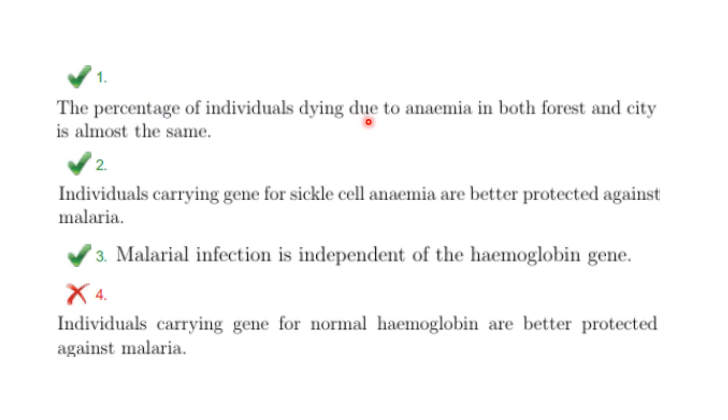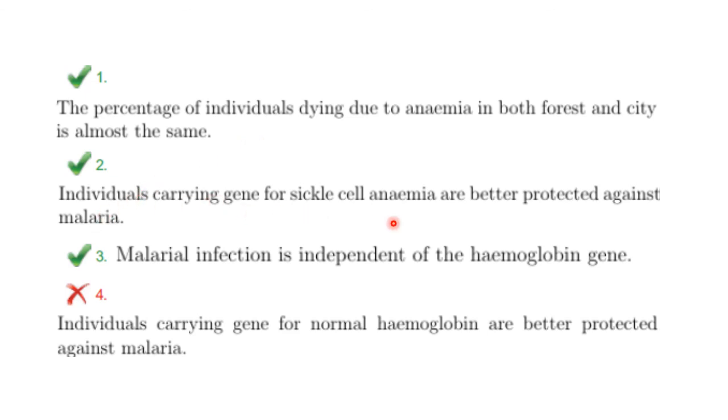So, the percentage of individual dying due to anemia in both forest and city is almost the same. Yes. So, out of the total 4,215, 355 died, and if you take the percentage of that, you will get 0.8. Similarly, in the forest, out of 4,455, 35 individuals died of the anemia, and if you take the percentage, you will get somewhere around 0.78. So the percentage of individuals dying due to anemia in both forest and city is almost the same.